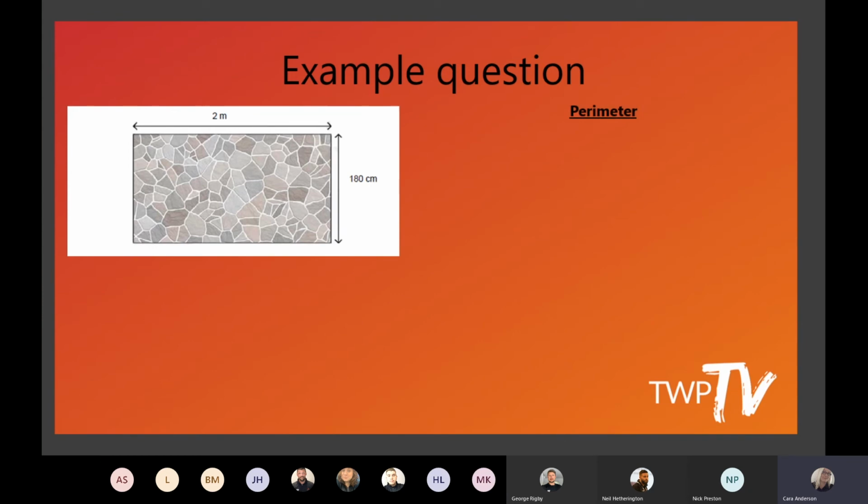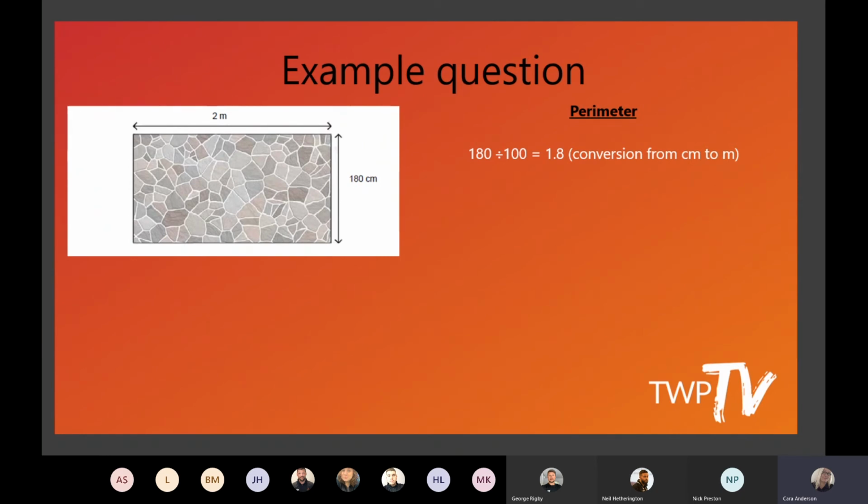So the first thing we need to do, if we're going to work out the perimeter of this patio area, you must convert one way or the other. I would look at what the answer is asking you to put it in. So does it want it in centimeters or meters? In this example, you've only got one conversion to do. So look at what it wants the answer in. The exam question will say, give your answer in meters or centimeters. So look at what it's in and then convert either way.